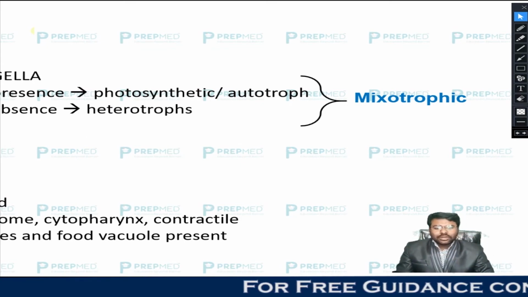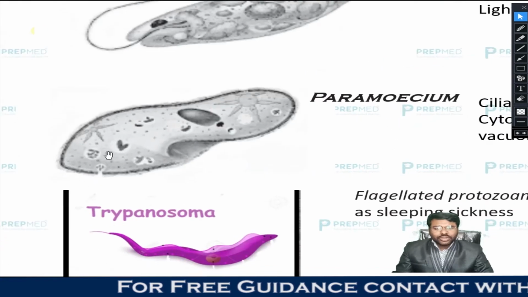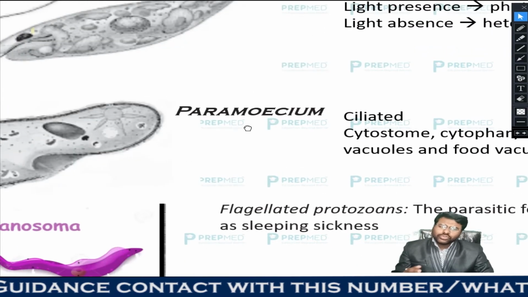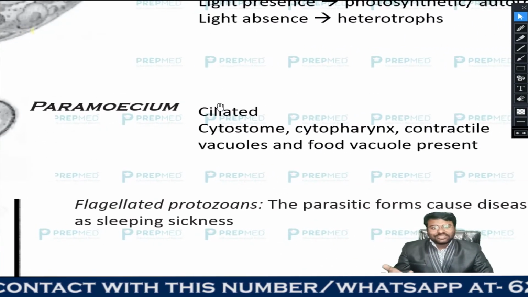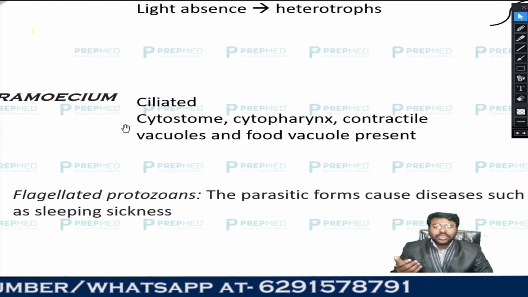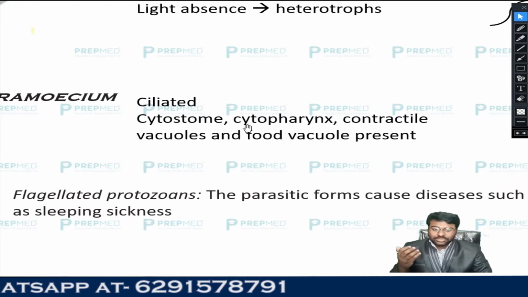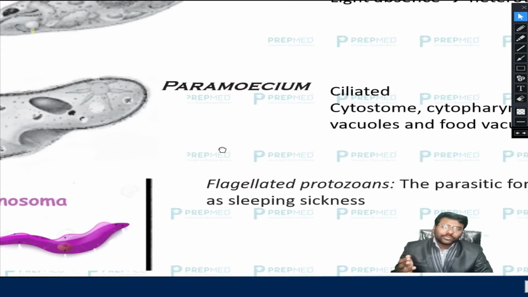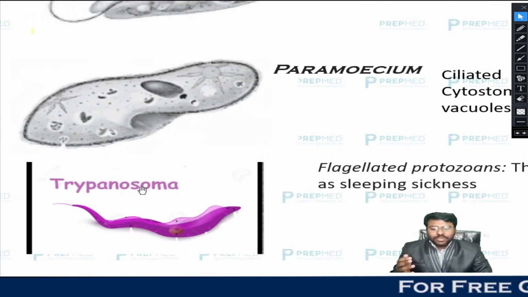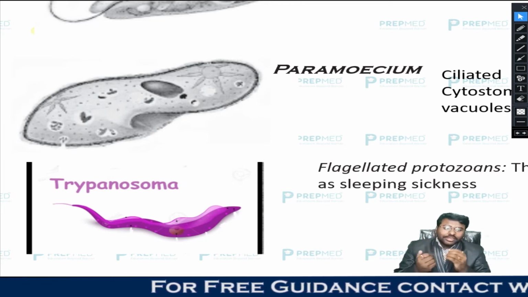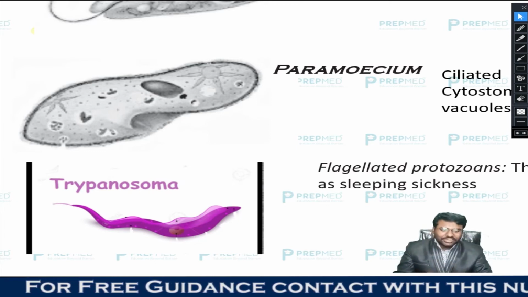Now coming to the next, this is the Paramecium, where you can notice there is no flagella, so it is ciliated. There are some important structures present in the Paramecium like the cytostome, the cytopharynx, the contractile vacuoles, and the food vacuoles. They are all present in the Paramecium. Now coming to the Trypanosoma, the most important image, because it is the newly added image in your NCERT textbook.